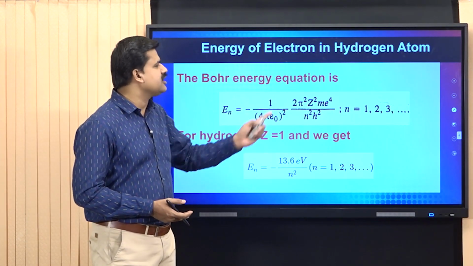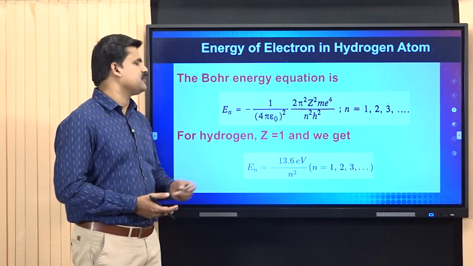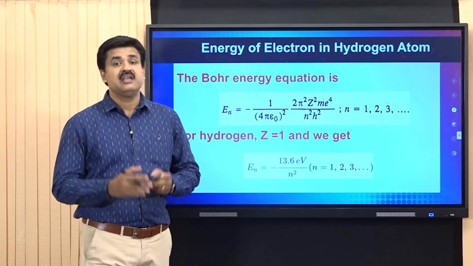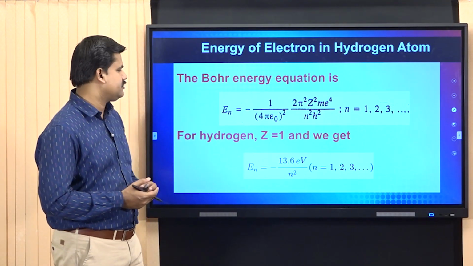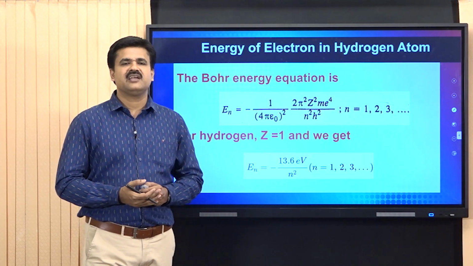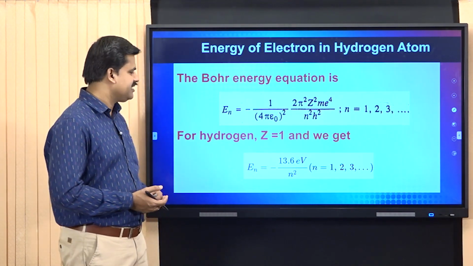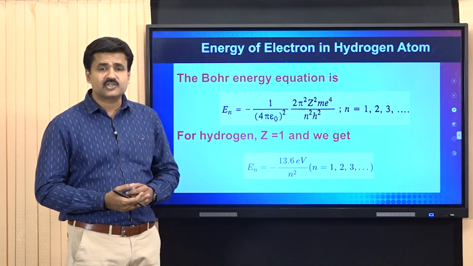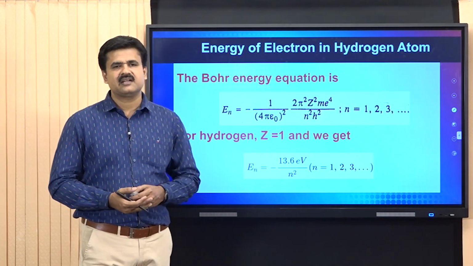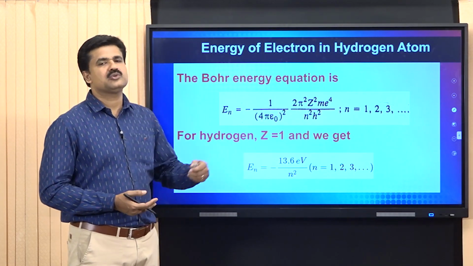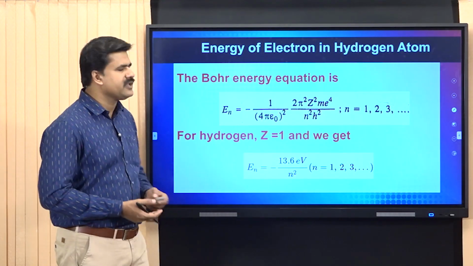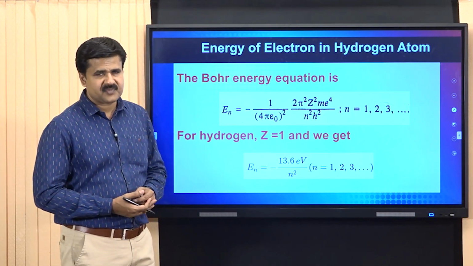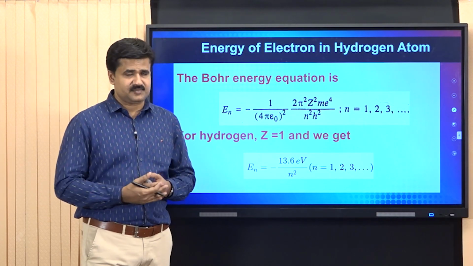On substituting the known values in this equation for a hydrogen atom where Z is equal to 1, we will get a simplified expression. The simplified expression for energy of the hydrogen atom is En equal to minus 13.6 electron volt divided by n square, where n is equal to 1, 2, 3, etc. In these two equations, you noticed the negative value of electronic energy. This came from a simple concept.